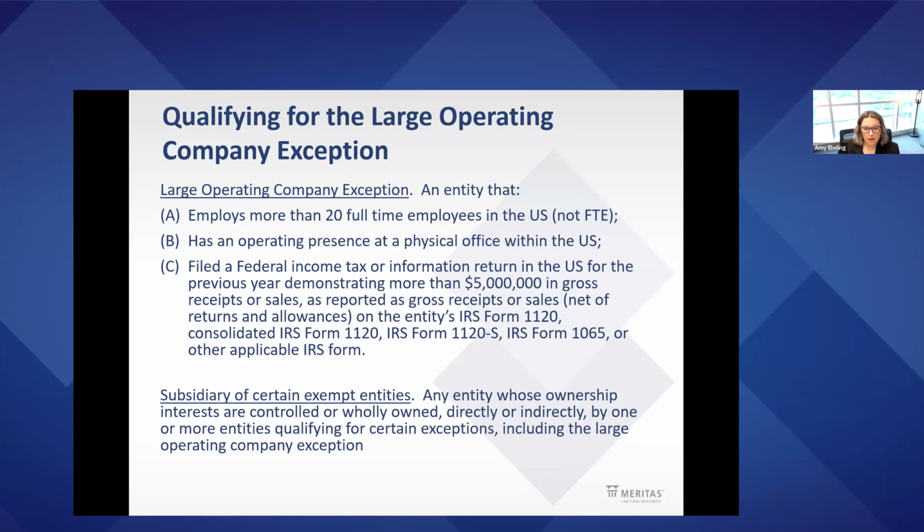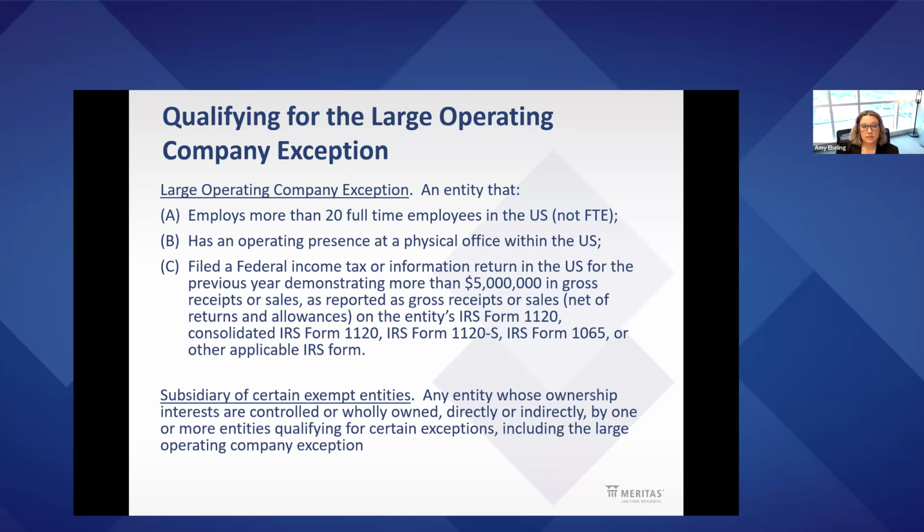The other requirements are has an operating presence in the US. And then finally, under letter C there, has filed a federal income tax return or information return that reports more than $5 million in gross receipts or sales. And there's a couple of tax return forms listed there, an 1120 for corporations. In that case, consolidated 1120s are acceptable, and all the entities that are reported under the consolidated return benefit from that filing. But as we're going to learn here in a minute, that's the only true consolidated filing that would qualify. Other entities that don't file a consolidated return need to actually file a tax return that reports $5 million in gross receipts. So we're going to see some examples in a minute.